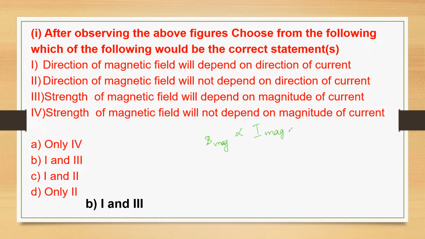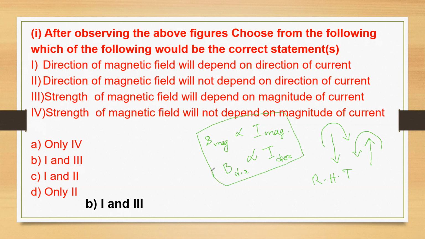If you pass more current through the conductor, more magnetic field will get generated. And also the direction of the magnetic field depends on the direction of the current. If you change the direction of the current, the magnetic field lines also will change. You know that right hand thumb rule. If the current is passing from top to bottom, then magnetic field lines will move in a clockwise direction. If the current is in an upward direction, then magnetic field lines will be in anti-clockwise direction. From the right hand thumb rule, you understood. Okay, so this is the concept.